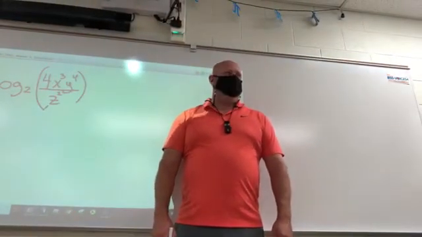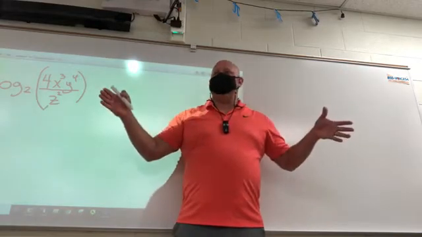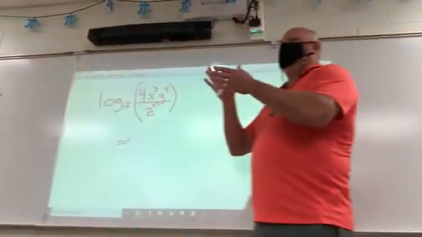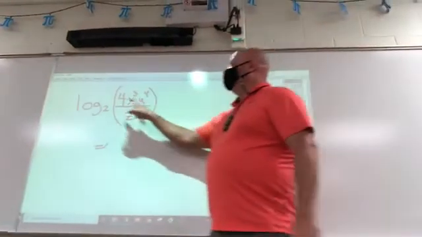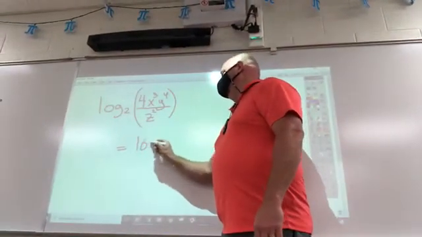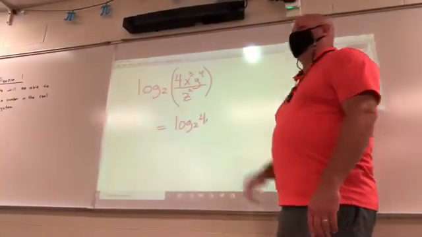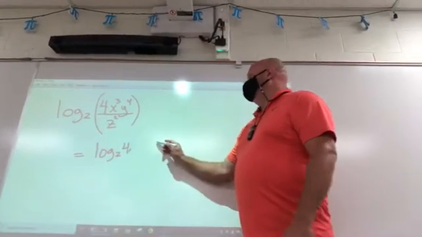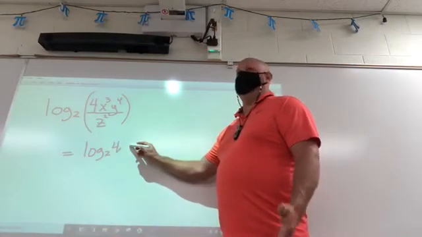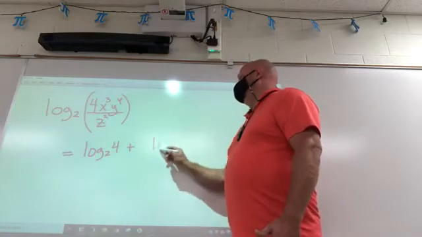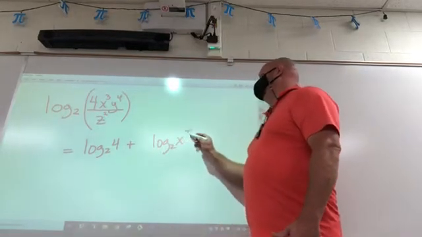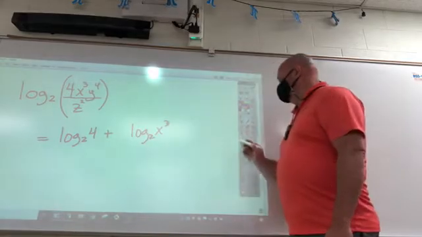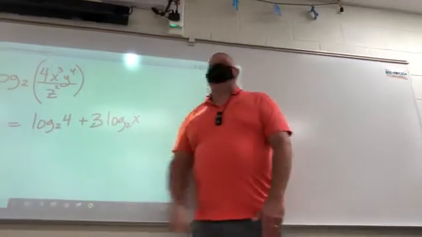Yuck. Well, what you can do is you can expand it. You can take that one ugly logarithm and write it as a bunch of individual logarithms. We can give the 4 its own logarithm. So we can say that's the same thing as log base 2 of 4, plus log base 2 of x to the third, but we also have a property that, what do we do with our exponents? Put it out front. So instead of writing that as a third power, we just put that 3 right out in front.